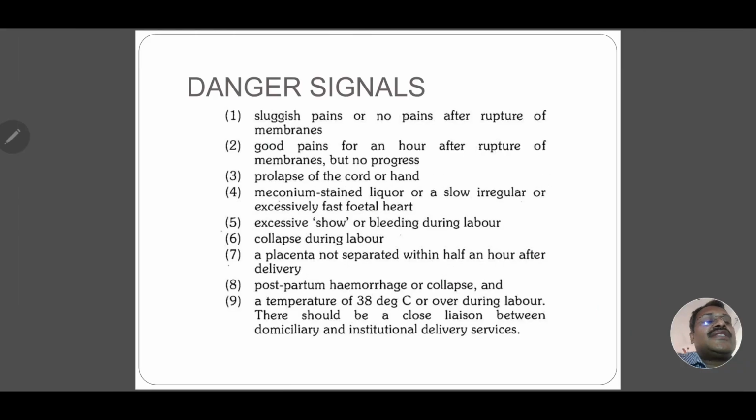So what are the danger signals during the intranatal period? Sluggish pain or no pain after rupture of membrane, good pain for an hour after rupture of membrane but no progress, prolapse of the cord or prolapse of the hand, meconium stained liquor, excessive show or bleeding during labor, collapse during labor, placenta not separated, postpartum hemorrhage or collapse, temperature 38 degrees or more during labor.